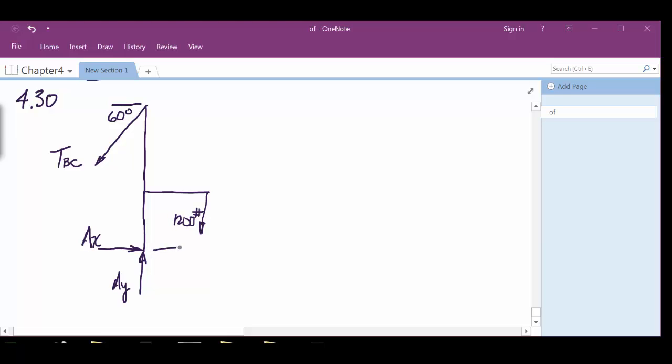Okay, we got a distance here of 3 feet, and to the top is 5 feet. And then we've got a distance from AY over to that 1,200 pounds of 6 feet.